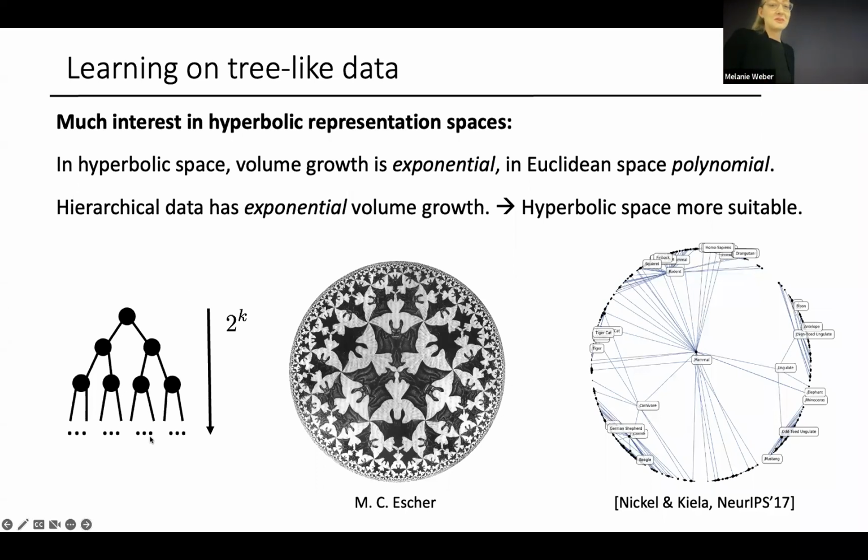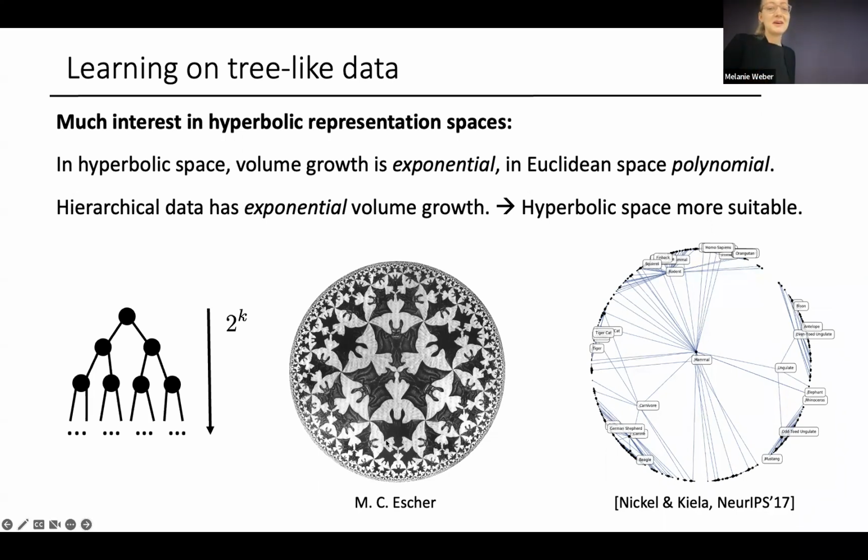So maybe on this slide, I just want to briefly illustrate what exponential volume growth means. If we look at a very simple binary tree, let's say we start at the root node and then we go down level by level to see how the neighborhood of the root node grows, then we see that it grows as 2 to the k as we step down level by level, and that's of course an exponential growth.